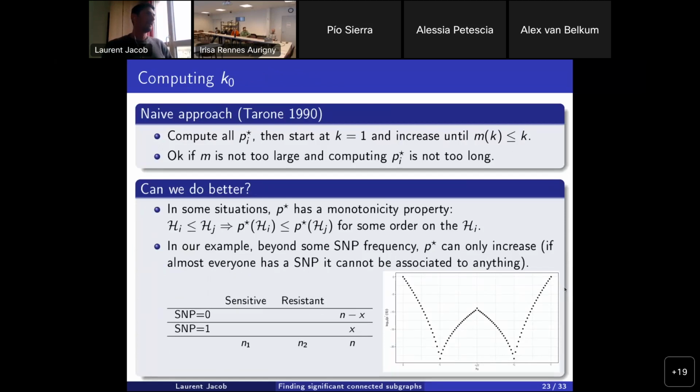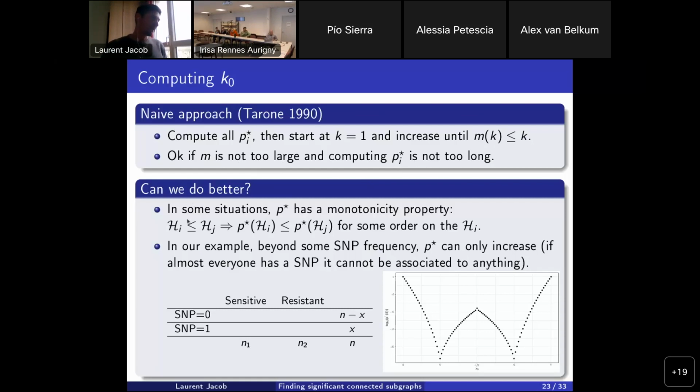So here again, the naive approach will require you to compute all the minimal p-values for all your tests. And then you start at k equal 1, and you increase k as long as m of k is smaller or equal to k. But okay, it works if you have thousands or a million of SNPs. But in our case, we don't want to have to enumerate all the hypotheses, let alone compute the minimal p-values. We don't want to have to do that. So can we do better?